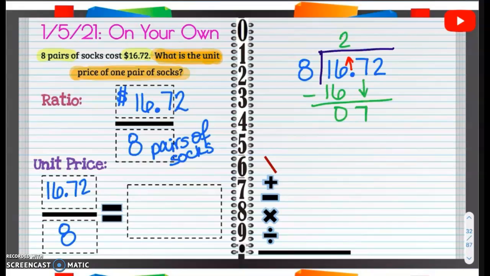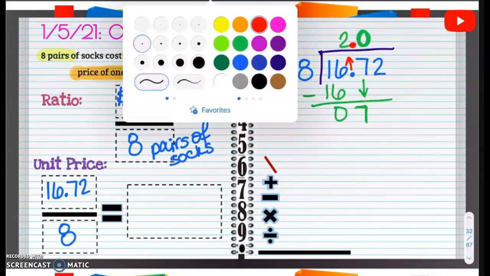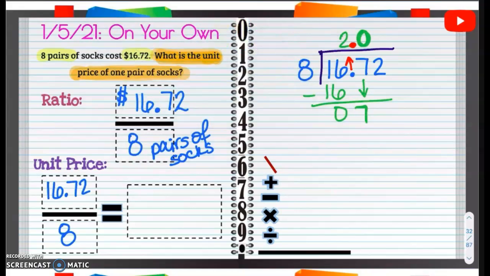This is important because can 8 go into 7? No, so we need to put that 0 there. It can't go in. Oh my goodness, I went to pop up the decimal and I didn't even pop it up. My bad. So it can't go into 7. So now we can bring down that 2.